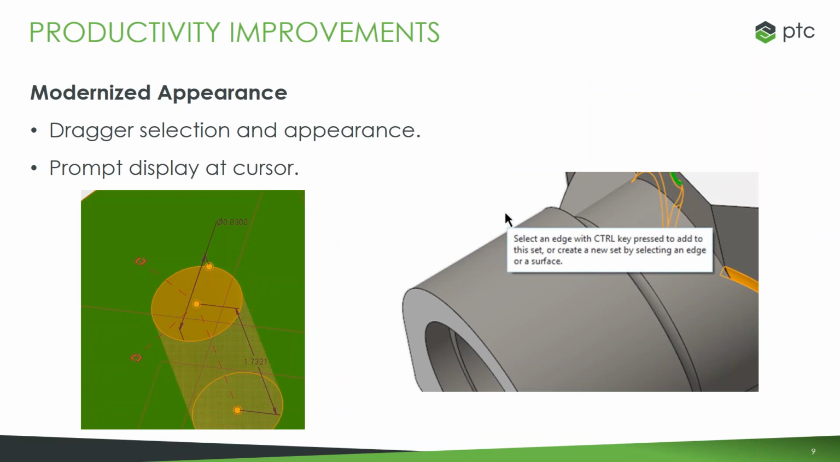We've also done some changes to the appearance to help modernize that a little bit. So the dragger selection appearance has changed a little bit. We've also set it so that the prompt display is now at your cursor so that you don't have to look for it. It's always going to be right where your cursor is. So, small improvements, but things that will help in your day-to-day use of the tool.